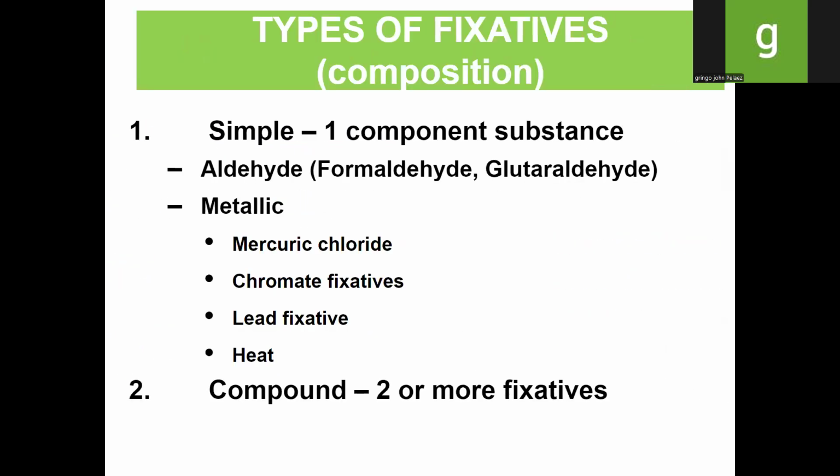Types of fixative based on composition, you have two, simple and compound. Simple, from the word itself, has only one component substance. So for example, your aldehyde, you have your formaldehyde, you also have your glutaraldehyde. For metallic, there is mercury chloride, chromate fixatives, lead fixatives, and your heat. For compound, you have two or more fixatives.